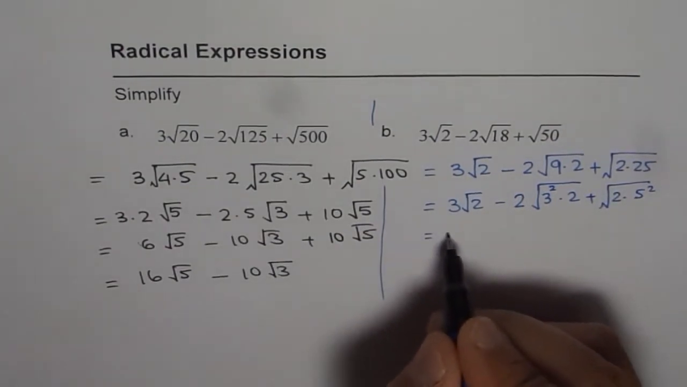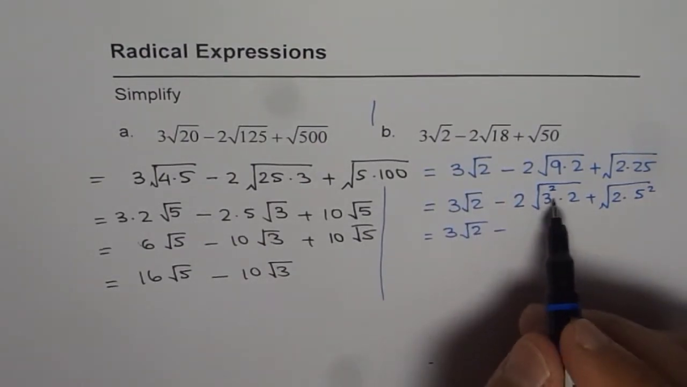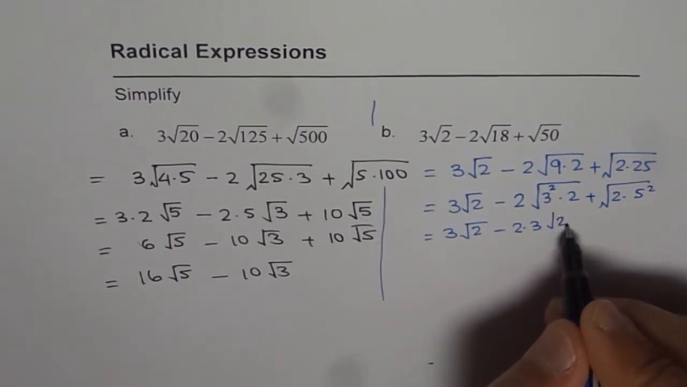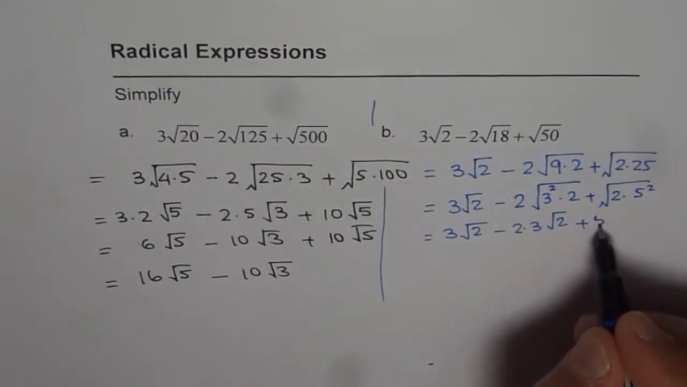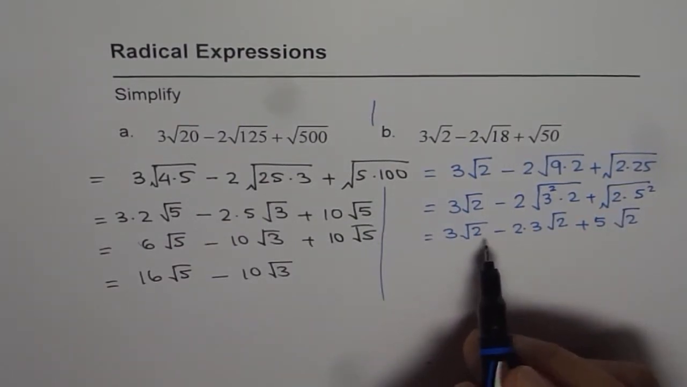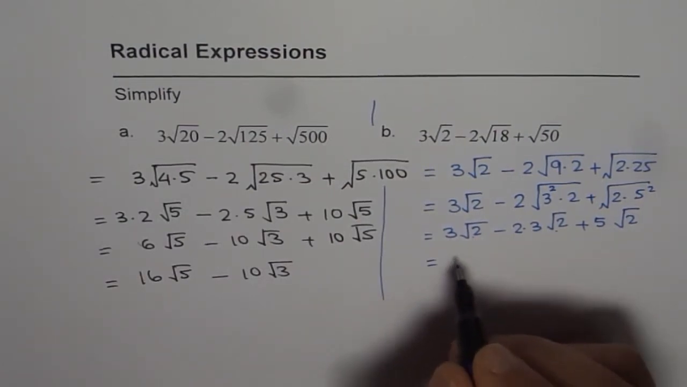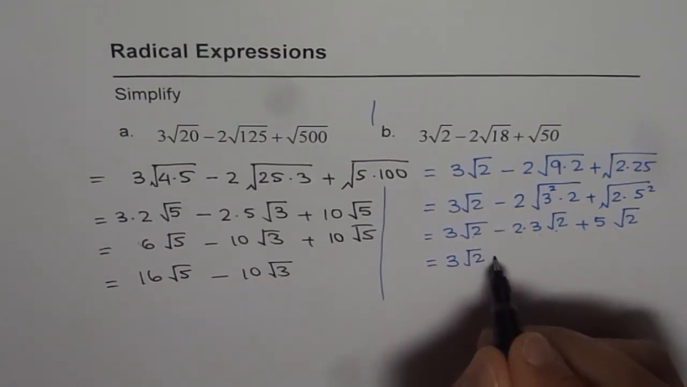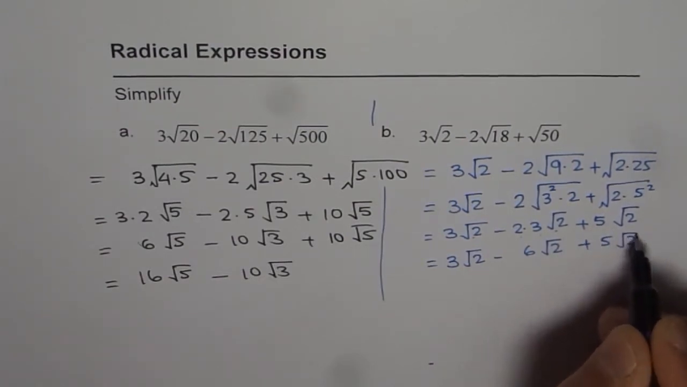Now as you can clearly see, we can simplify the second and third terms further, right? 3 squared, so 3 comes out. So we get 2 times 3, and within the square root we get square root 2. And in the last term, 5 squared. So 5 can be taken out, right? So we have 5 square root 2. Now what do we get? Square root 2, square root 2, square root 2. All three are like terms. So we can combine them. So let me first multiply these and rewrite the expression. It becomes 3 square root 2 minus 6 square root 2 plus 5 square root 2.